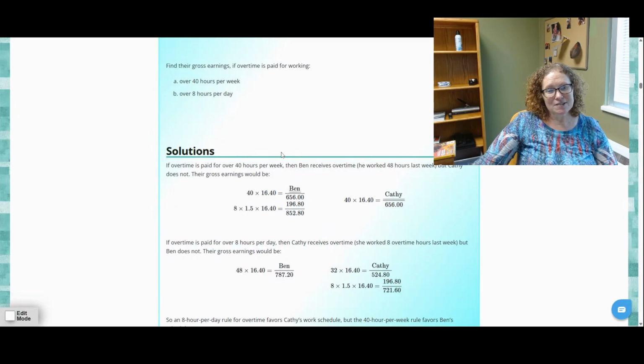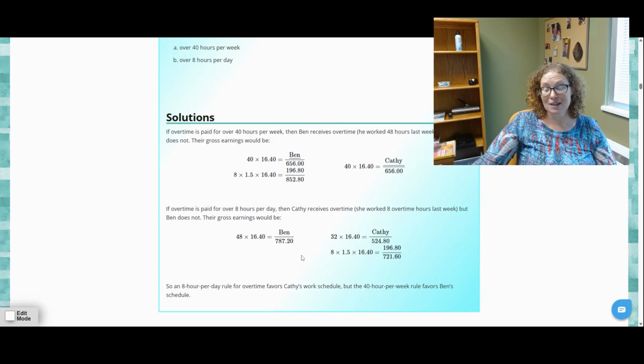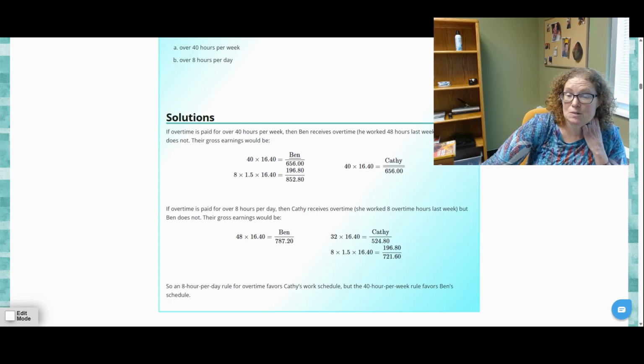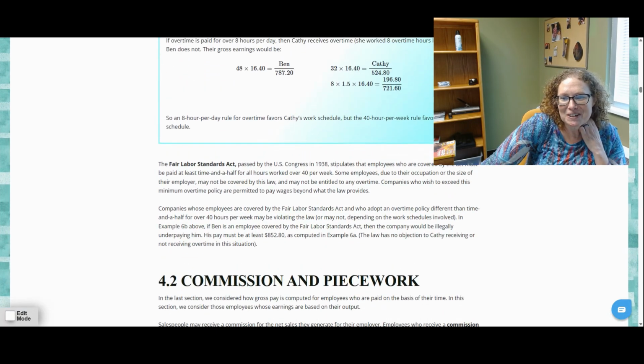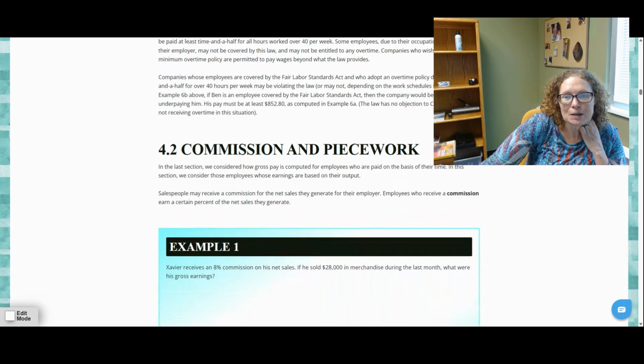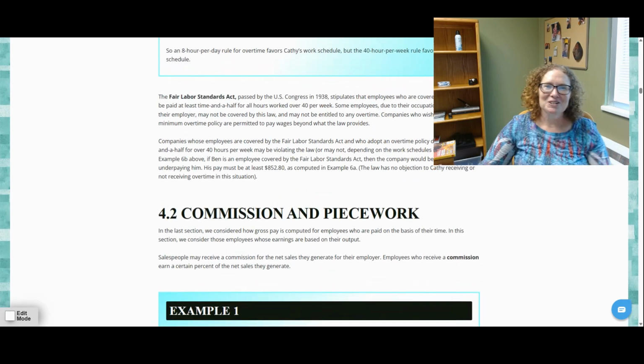If it was 40 hours a week and the overtime over it, Ben is making $852.80. But if we do over 8 hours per day, he's got $787.20. So that's a big difference. I mean, that's $80 somewhere around, so we have to look at what makes sense and what follows the law for the Fair Labor Standards Act. And this goes into a little bit, we've talked about that, the Fair Labor Standards Act, and you can look more into it if you would like to.